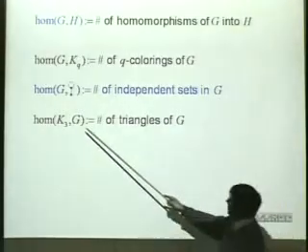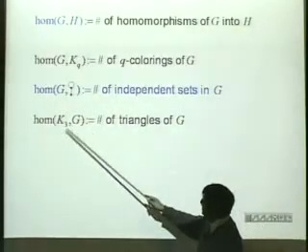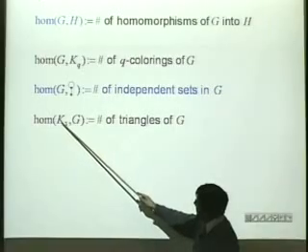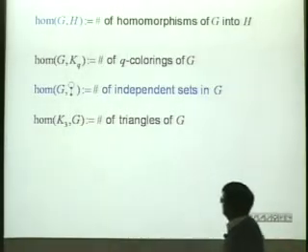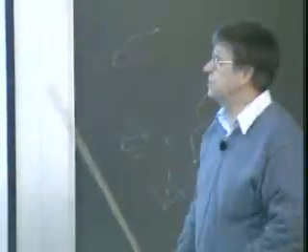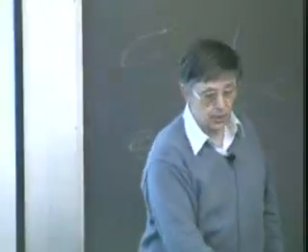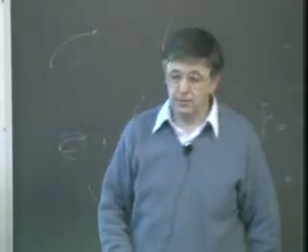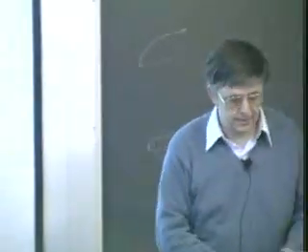Or we can turn things around and look at hom(K3, G). This is the number of triangles of G, at least as long as we assume that G has no loops. Because if G has no loops, then to map K3 into G, we necessarily have to map it in a one-to-one way. So we are counting labeled triangles, of course. So actually, every triangle of G gives rise to 6 possible maps.